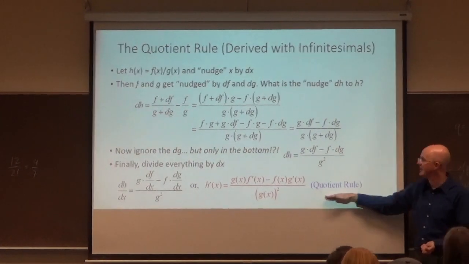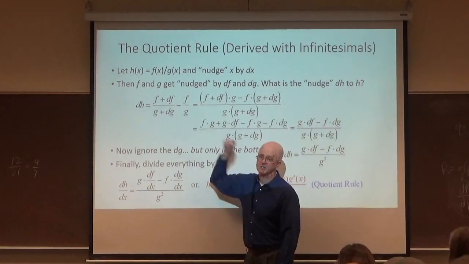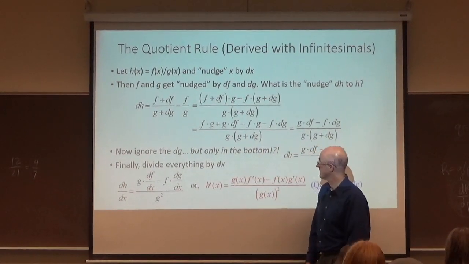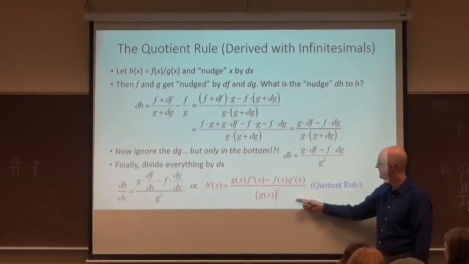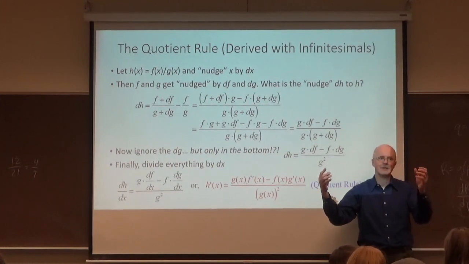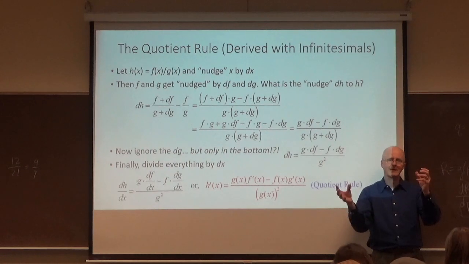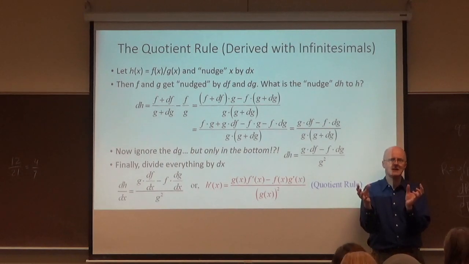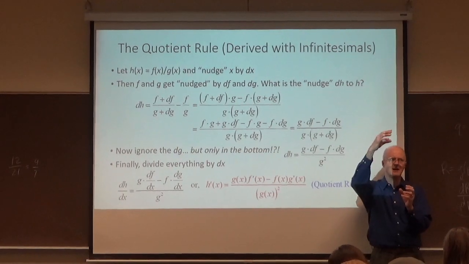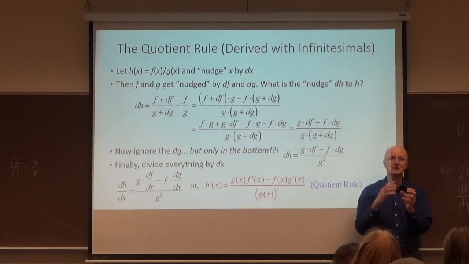It gets you to this thing called the quotient rule. h of x is f of x divided by g of x, a quotient, a fraction. What is its derivative in terms of the derivatives of f and g? It's this thing. Whereas the product rule can be written as left d right plus right d left, where f of x is on the left and g of x is on the right, the quotient rule has a high and a low function. High on top, low on the bottom. f of x is on the top, g of x is on the bottom.